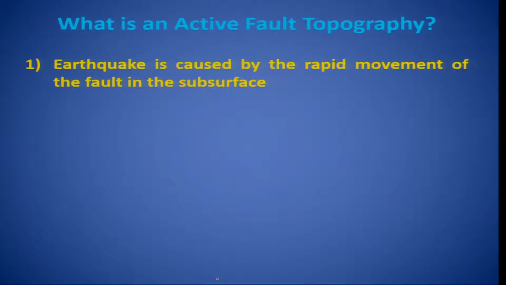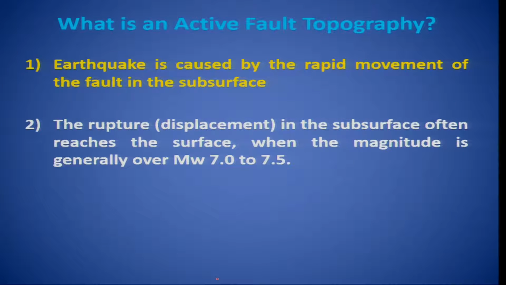Earthquakes are caused by rapid movement of the fault in the subsurface. There is a subsurface displacement which comes right up to the surface or the ground, and that is what we call the fault topography; the fault scarp is again what we call the active fault topography. The rupture or displacement in the subsurface often reaches the surface when the moment magnitude is generally above 7 to 7.5.